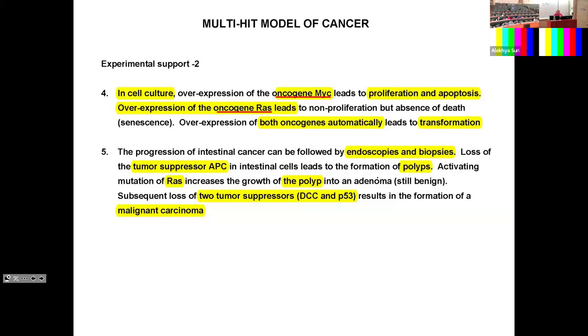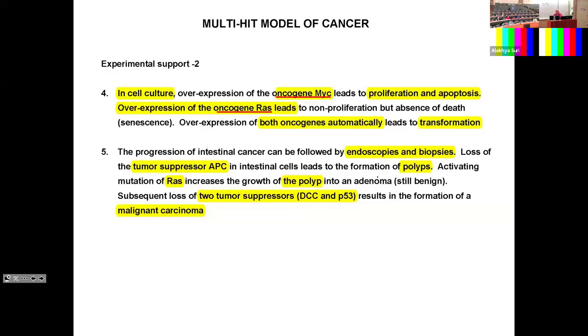Another example is progression in testicular cancer. In some way, we see this in the colon cancer slide. This is why we have endoscopies and biopsies. If you lose the tumor suppressor APC, the cell leads to the formation of polyps. But if on top of that you have a mutation in RAS, that polyp becomes a benign tumor. Then if you have another mutation, it becomes a malignant carcinoma.